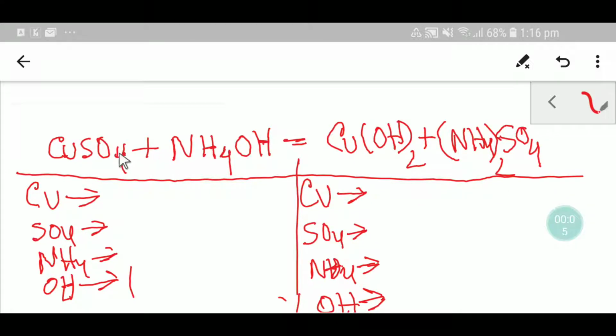Today we are going to balance this reaction. This is copper sulfate, this is ammonium hydroxide, this is copper hydroxide, and this is ammonium sulfate, right? Okay, to balance this equation I can draw a table like this.